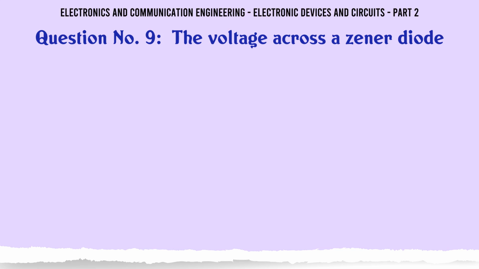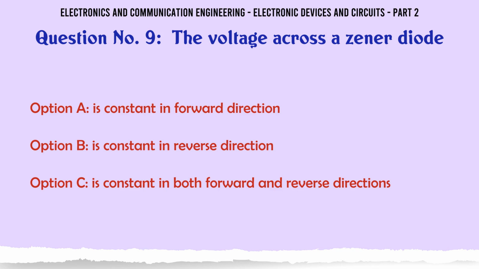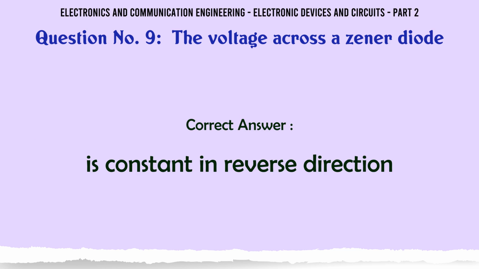The voltage across a zener diode: A, is constant in forward direction; B, is constant in reverse direction; C, is constant in both forward and reverse directions; D, none of the above. The correct answer is constant in reverse direction.